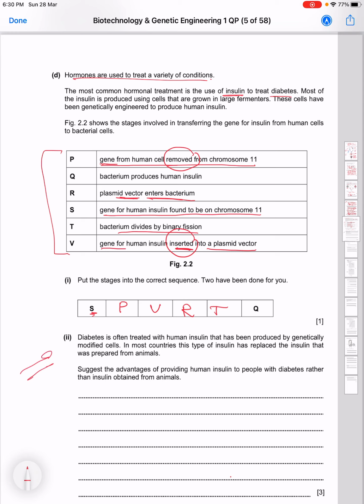And let's move to the last part of this question. Diabetes is often treated with human insulin that has been produced by genetically modified cells. In most countries, this type of insulin has replaced the insulin that was prepared from animals. Suggest the advantage of providing human insulin to people with diabetes rather than insulin obtained from animals. This is also touching base about immunity. Why is it better to use human insulin rather than insulin obtained from animals?